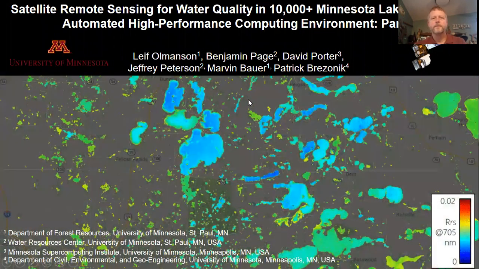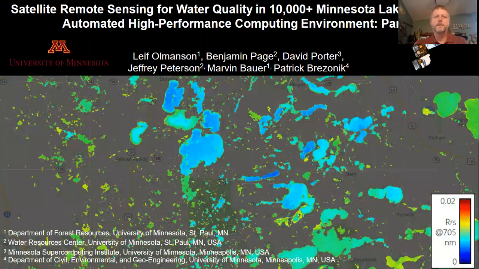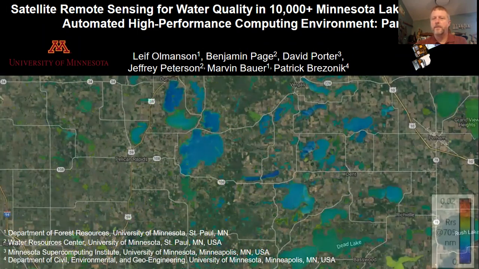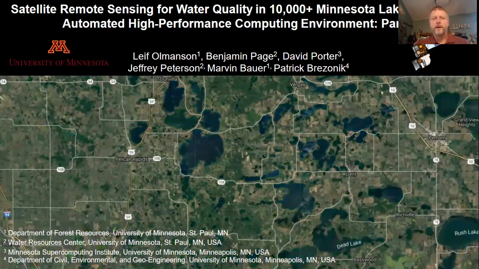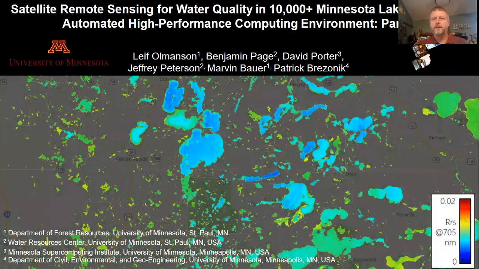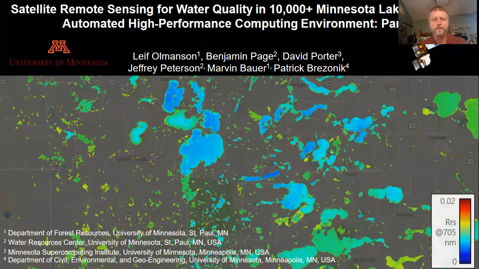I'm going to talk about the work we've been doing using satellite remote sensing for water quality assessments in Minnesota and how we're automating that in a high performance computing environment. This is part one of a two-part presentation. The second part will be about linking water quality variables to landscape stressors.